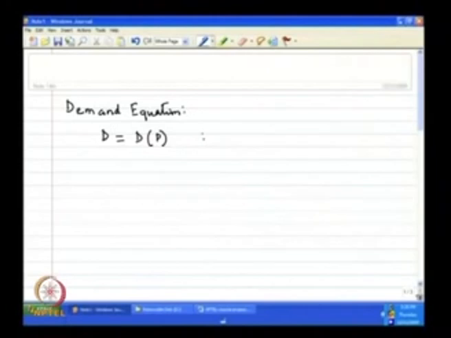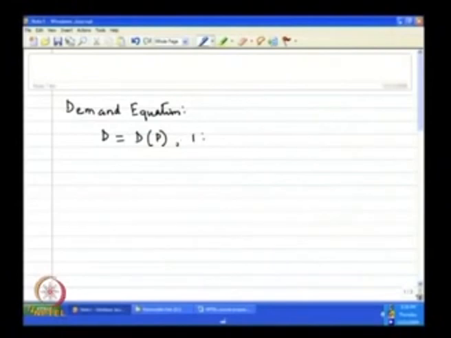But how is it going to change? Suppose price rises: does the quantity demanded rise? Does it fall? Does it remain constant? Well, we have one behavioral assumption known as the law of demand, which says that if price rises, demand declines, and if price falls, demand rises. We write it very simply as D prime P is less than 0. Here I have used differential calculus: if I take the derivative of the demand function with respect to P, the independent variable, it is going to be negative, which is a brief way of saying that demand is inversely related with price.